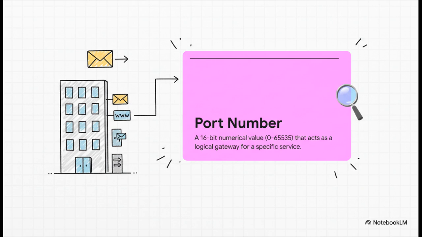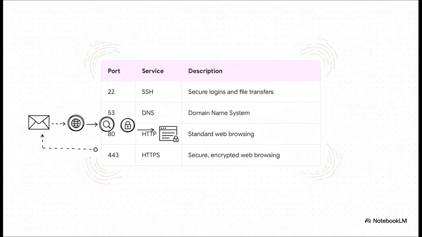It's exactly how one single server can run a website, an email service, and a file transfer service all at the same time. And a lot of these port numbers are standardized. We call them well-known ports. So, for example, if our packet is trying to load a regular web page, it knows to knock on port 80 for HTTP. If it's a secure encrypted page, it's going to head over to port 443 for HTTPS. This whole system is what lets your browser just automatically find the right application on the other end without you having to think about it.